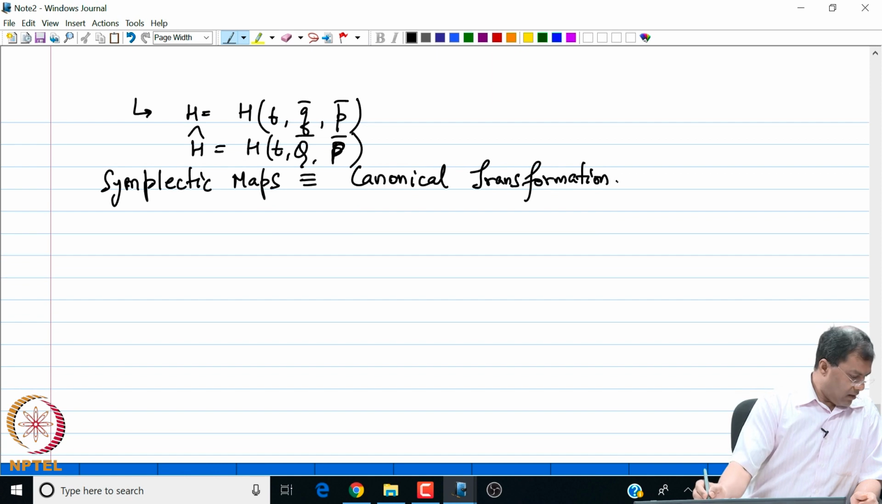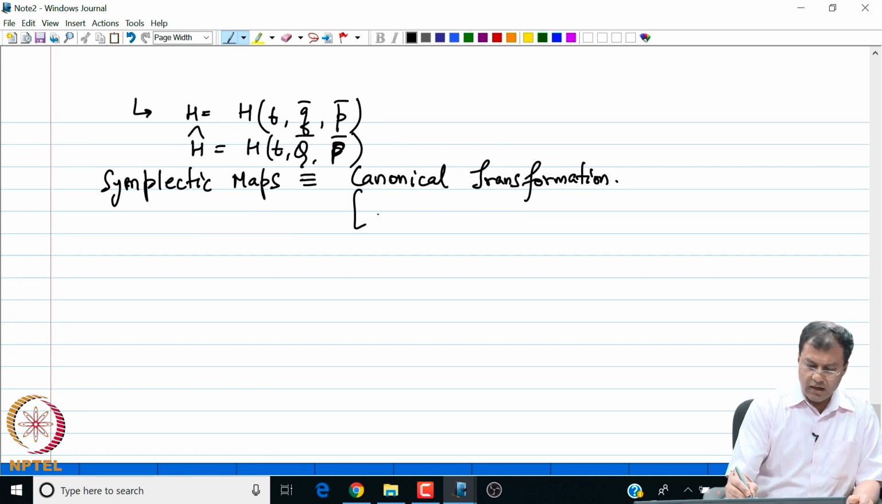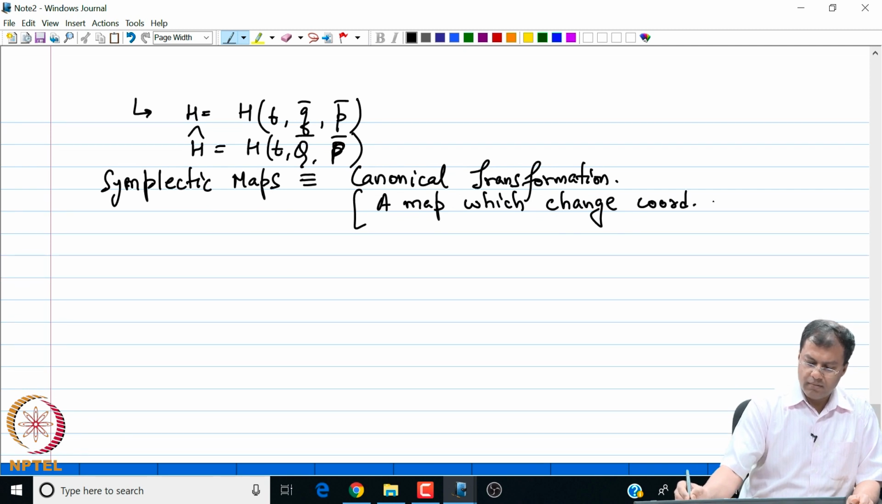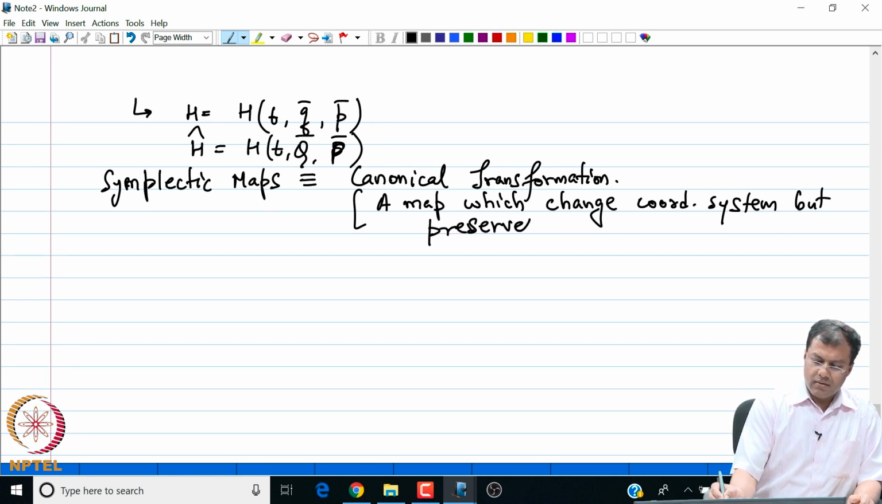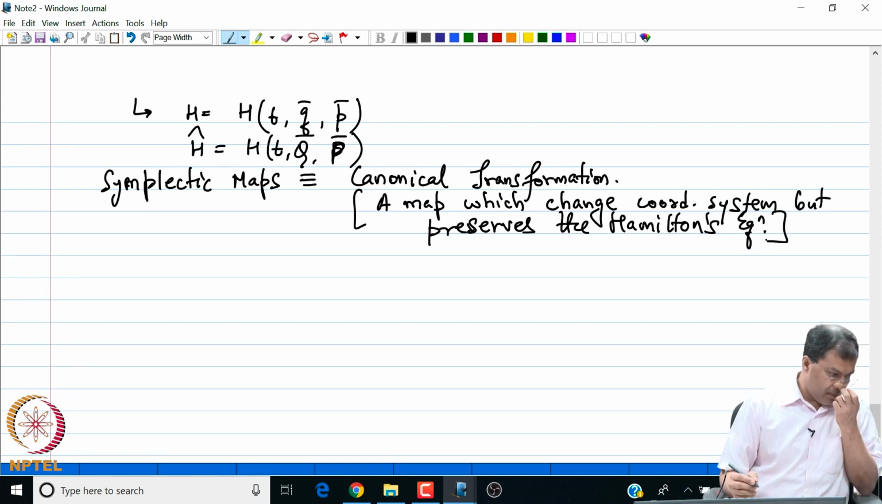Okay, symplectic maps are also canonical transformations, a map which changes the coordinate system but preserves the Hamilton equation. Okay, what are canonical maps? In layman's terms, a map which changes the coordinate system but preserves Hamilton's equation, right? Hamilton's equation in the new system is still satisfied.